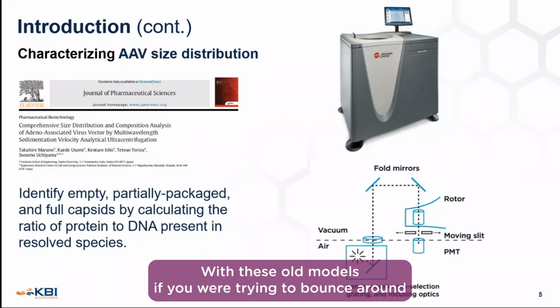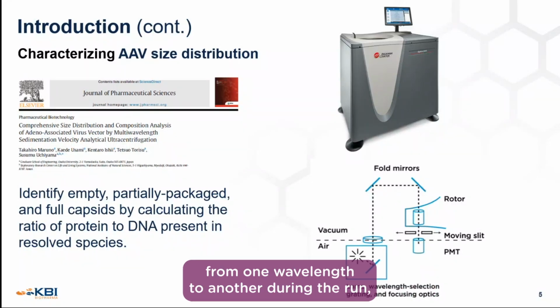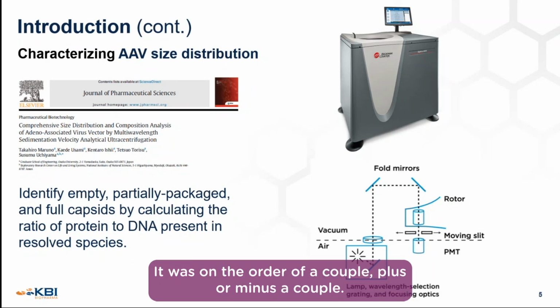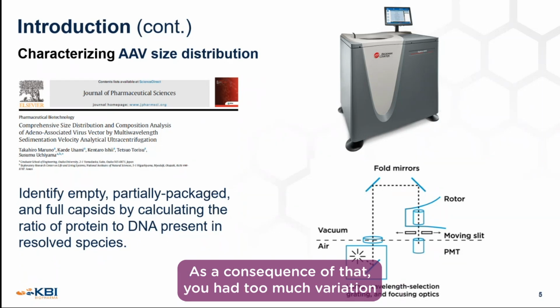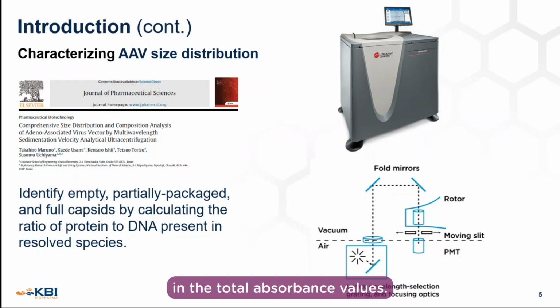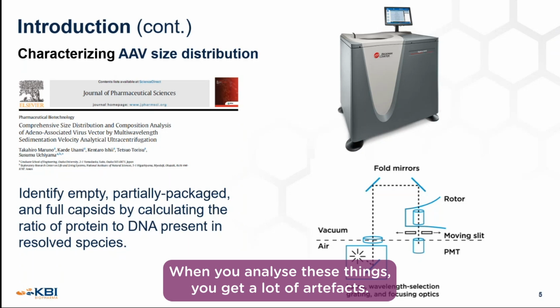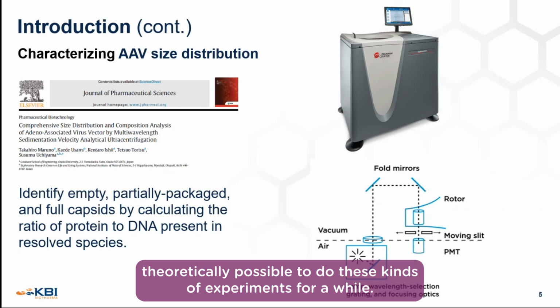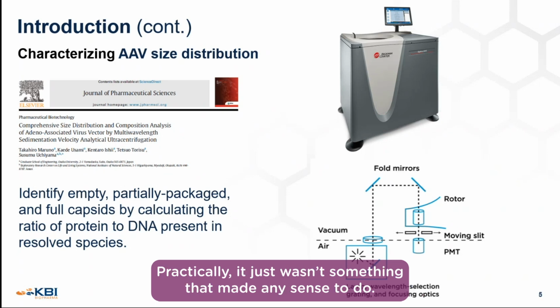With these old models, if you were trying to bounce around from one wavelength to another during a run, the precision of returning to exactly the same wavelength was not very good. It was on the order of plus or minus a couple of nanometers. As a consequence, you had too much variation in the total absorbance values. When you analyze these things, you'd get a lot of artifacts. While it was conceptually, theoretically possible to do these kinds of experiments for a while, practically it just wasn't something that made any sense to do.